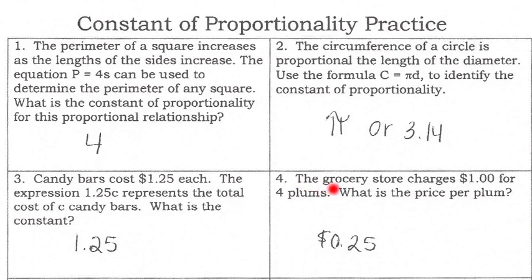Number 4, the grocery store charges $1 for 4 plums. What's the price per plum? So here you have to find the unit rate. You have $1 divided by 4. So each plum is going to cost 25 cents. So 0.25 is equal to your constant of proportionality.